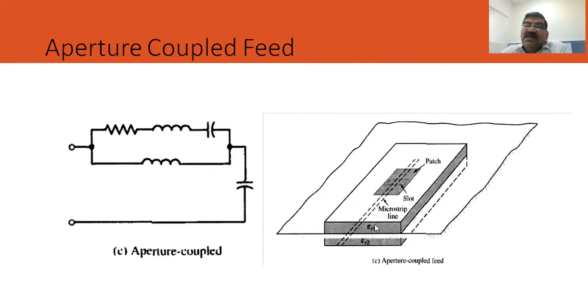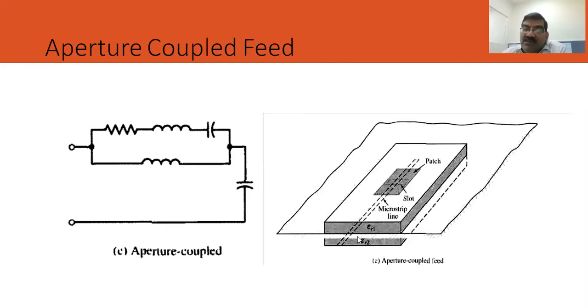Now here, these are the two substrates, epsilon R1 and epsilon R2. In some specific applications, you can use two substrates, and this is the plane in between. So the microstrip line is in between, and here it is a slot. The microstrip line has capacitive coupling here, as the capacitor is shown here. By non-physical contact, it is coupled. I'm repeating, it is non-physical contact.